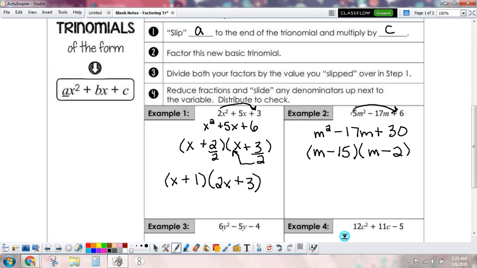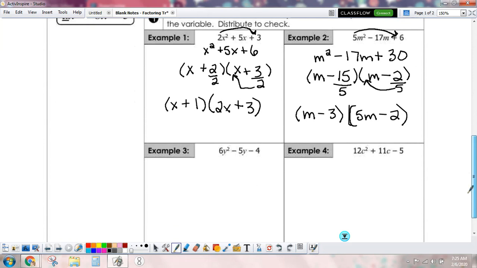Okay, and then since I did this, I need to make sure I'm dividing by my a term so I can do the sliding part. Okay, 15 divided by 5 is 3. And then I can't do 2 divided by 5 without getting a decimal, so I'm going to slide the 5 up. So 5m minus 2. All right, try 2 more.